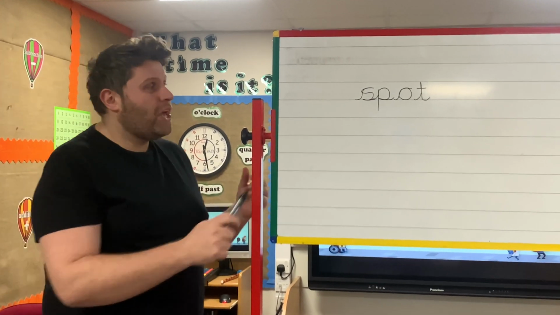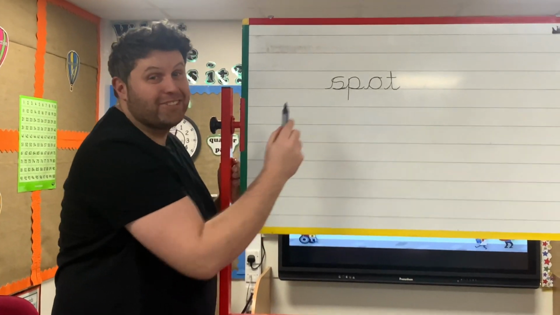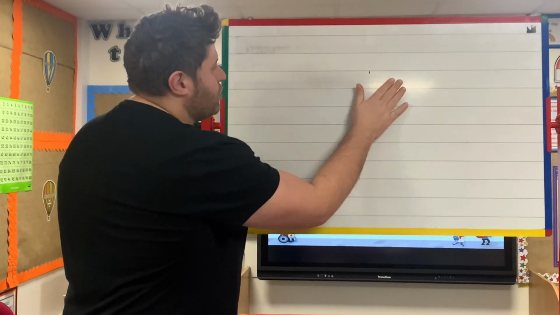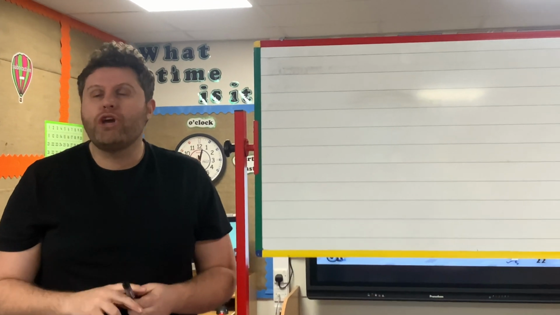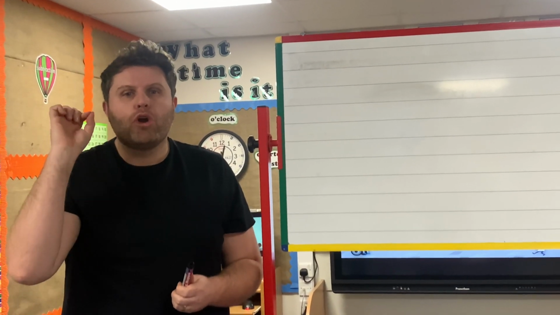Okay, this word was spot. Well done. We had pot and we added an s to the beginning to change it into spot. Well done, boys and girls. That was good work. Okay, we're going to try that again. I'm going to segment the word rip. Now at home, I'm wondering if you can hear the sounds in the word rip.